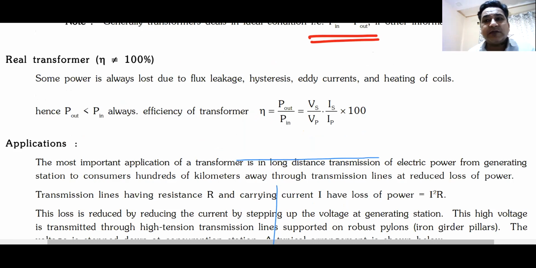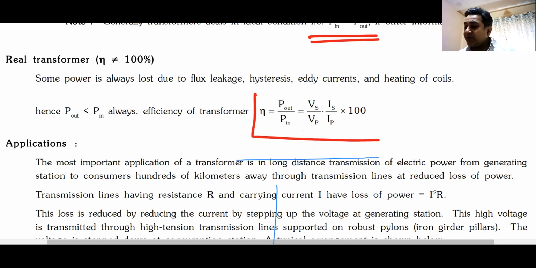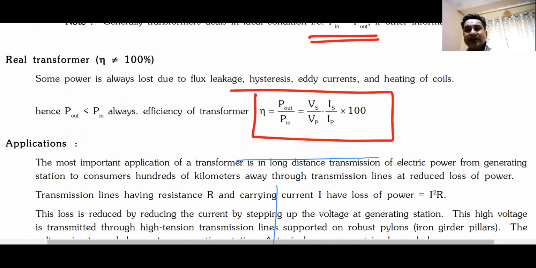But real transformers are different. Their efficiency is not 100%. So what is the efficiency of a transformer? The efficiency of any device is output divided by input. Whatever is the output divided by whatever is the input. In this case, output is power in the secondary, input is power input in the primary: Vs Is divided by Vp Ip into 100%. That is the efficiency of a transformer.